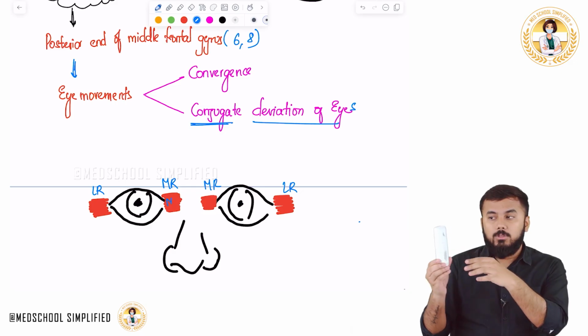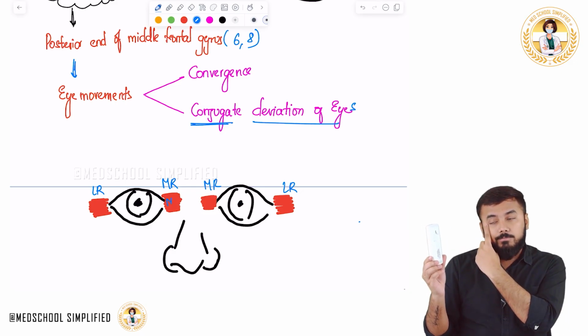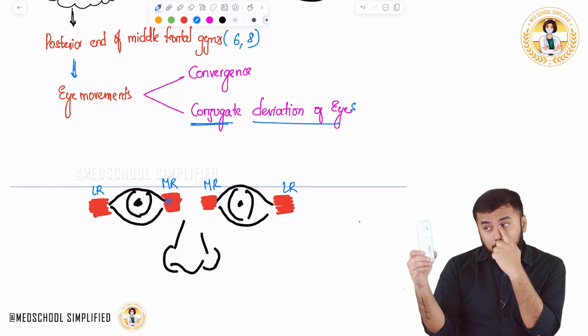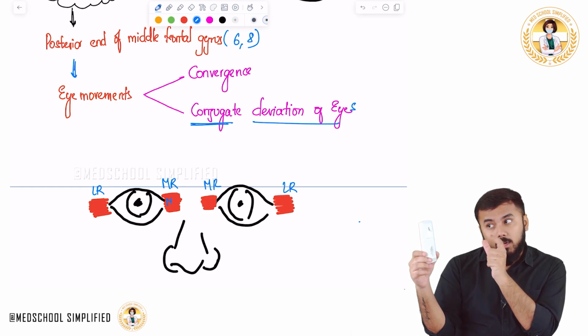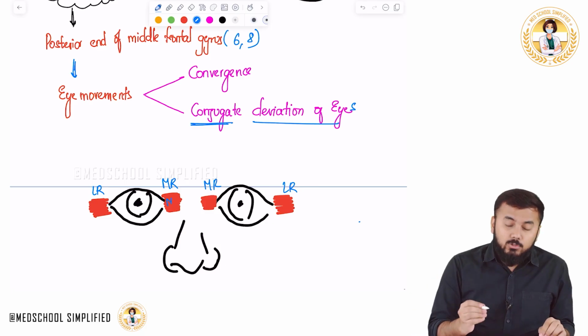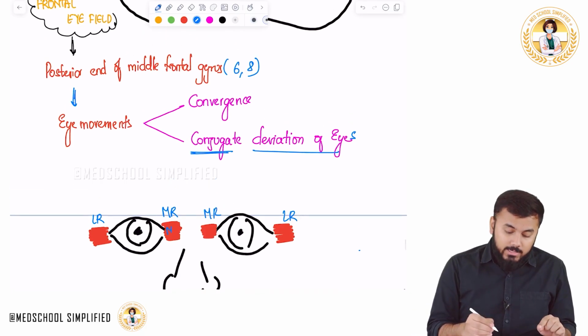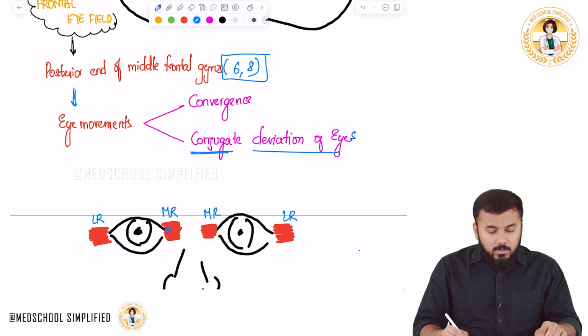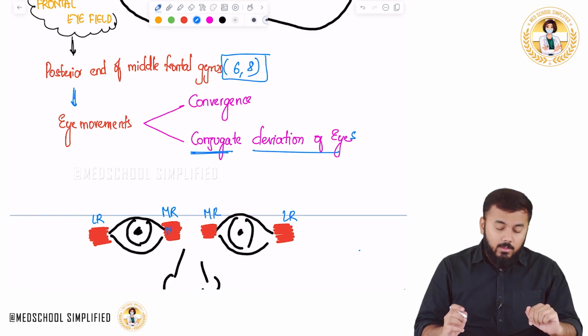When I'm moving the object to the right side, then the lateral rectus of the right eye and the medial rectus of the left eye, both of them are contracting to equally focus my sight onto another object like this, right? So this is called conjugate deviation of your eyes. These movements, conjugate deviation of your eyes and convergence, are done by your 6 and 8. So these are also done by your 6 and 8, right?